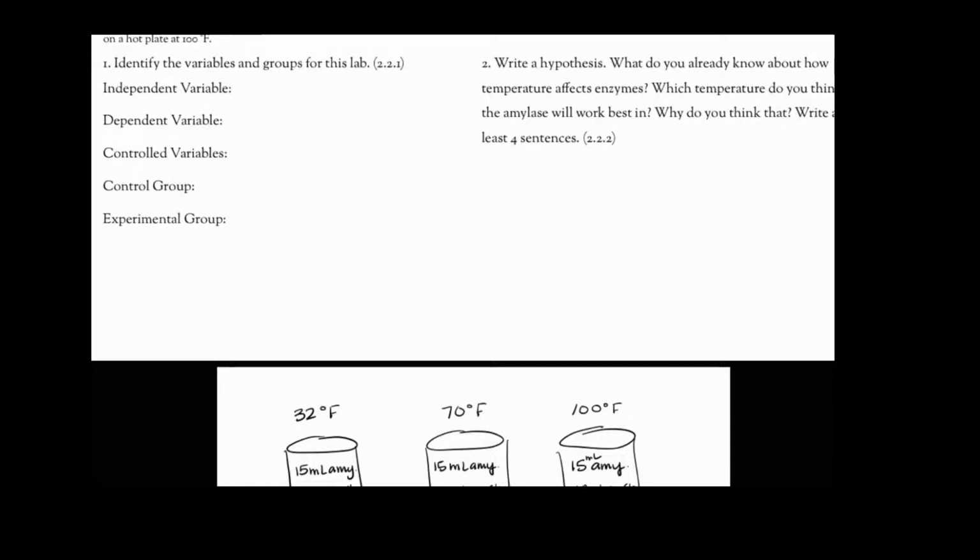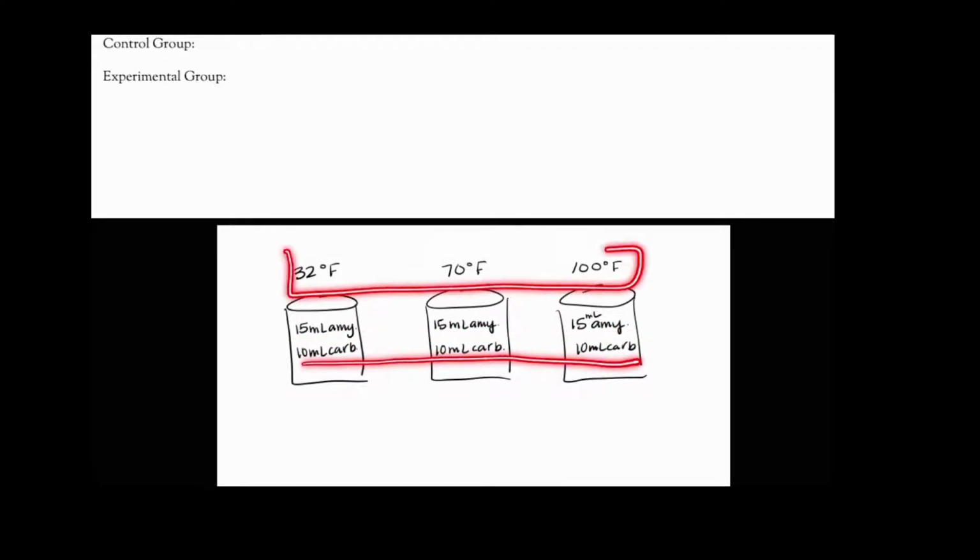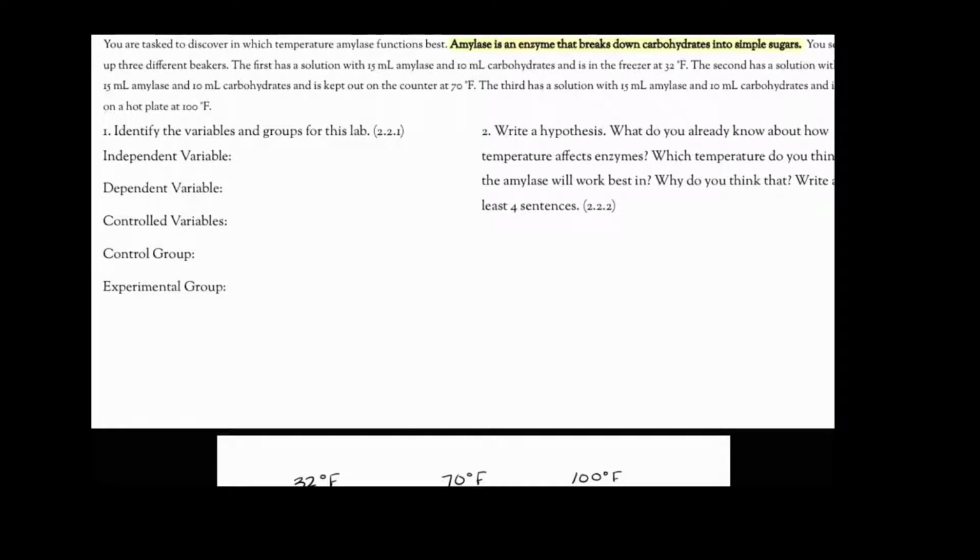So what is the independent variable? What is different between these 3 things? So the amount of amylase is the same, the amount of carbohydrates is the same, but the temperature is different. So we're going to say temperature.